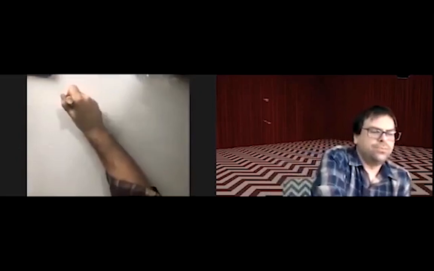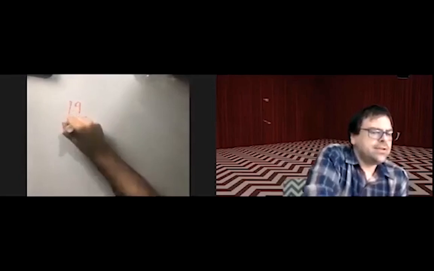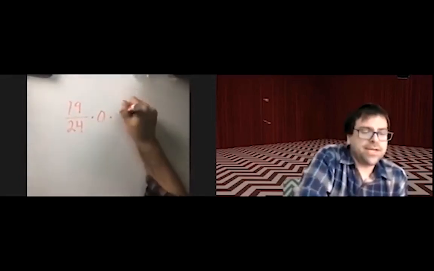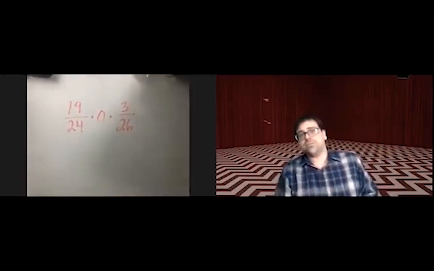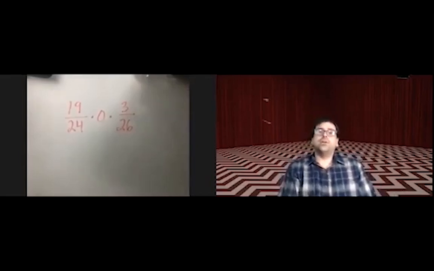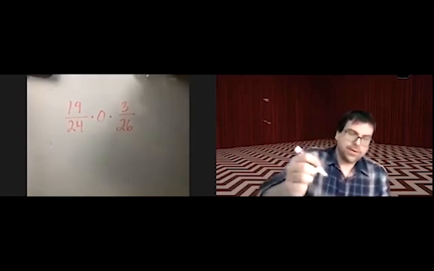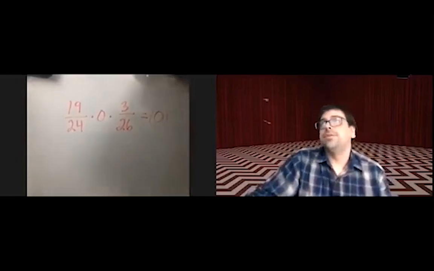Next. Ooh, big numbers, scary numbers. 19 over 24 times 0 times 3 over 26. There's a 3 on the top and a 24 on the bottom we can cancel. But what else do we notice? It's all multiplication, and one of the factors is 0. Anything times 0 is 0. So this one is quite simply just 0.